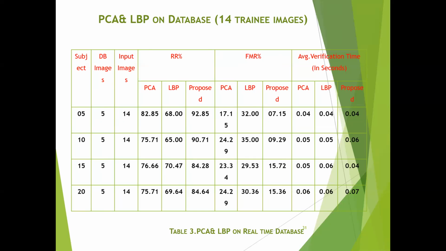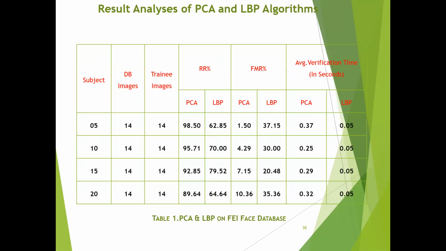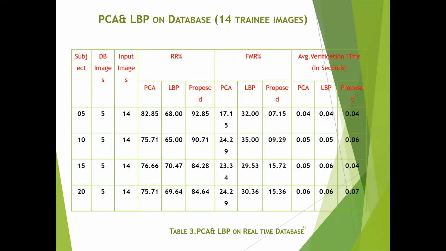Then you can see the recognition rate of PCA is 82% for 5% images, then 68, right? So you can see our proposed algorithm has the highest recognition rate compared to LBP and PCA, right? And our database size is also decreased, right? Previously you saw all images in the database, but here only 5 images are in the database, and you have given 14 images with different angles, and even so we have a good result compared to these existing algorithms.